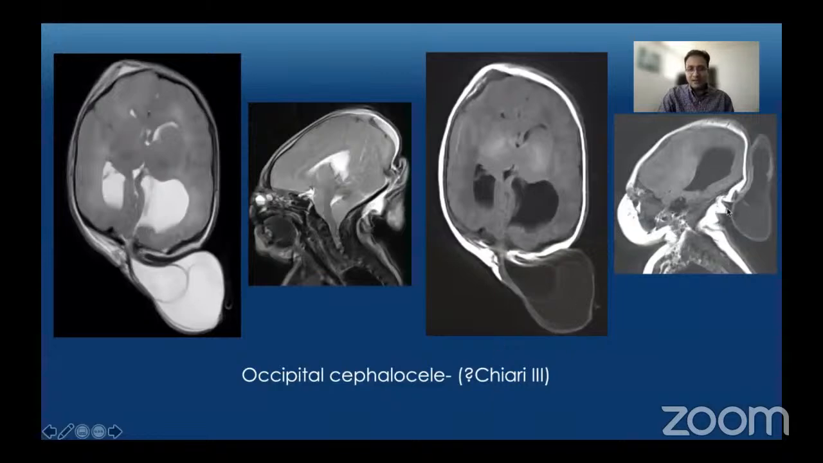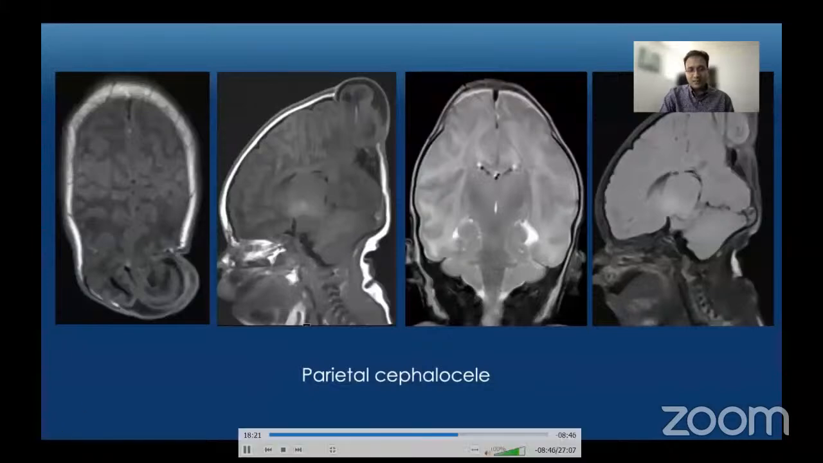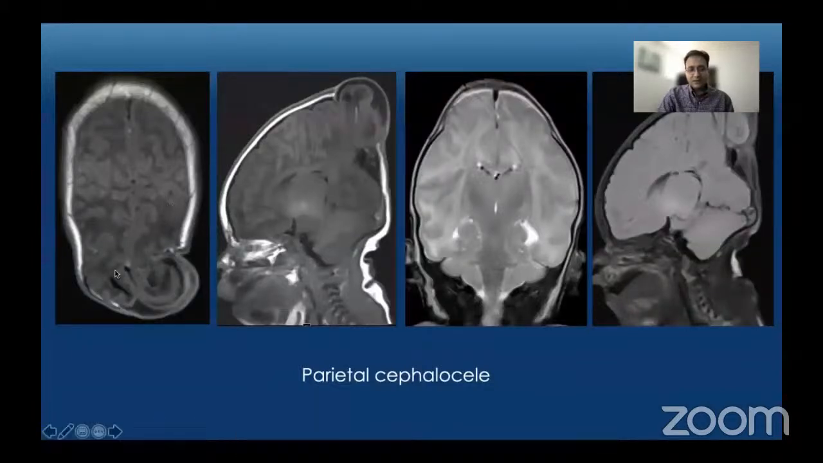So typically in Chiari-3 malformation, the cephaloceles are a little lower. They are in the inferior occipital or the occipitocervical region, but in our case, it was more in the superior occipital region. This is an example of a broad-based parietal cephalocele where there is a large bony defect in the parietal bone and herniation of both the cerebral hemispheres through the defect. There is also some gliosis in the herniated brain parenchyma.